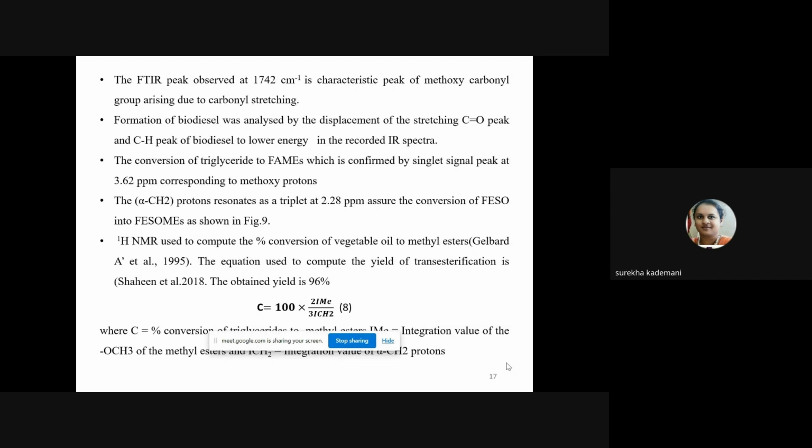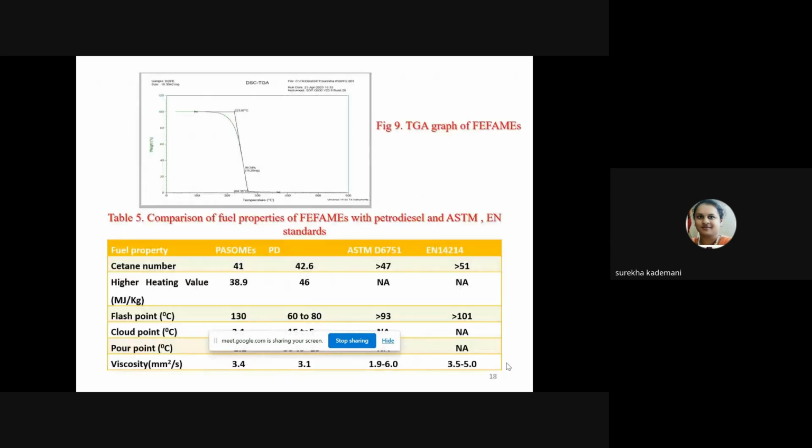The H1 NMR is used to compute the percentage conversion of vegetable oil to methyl esters by using the equation C equal to 100 into 2 IME divided by 3 IH2, where 2 IME is the integral value of the methoxy group and 3 IH2 is the integral value of the CH2 group, the methylene group. By this equation, I have calculated the percentage yield, which is 96%.